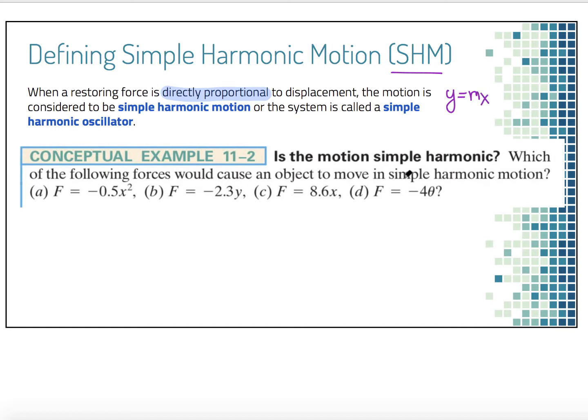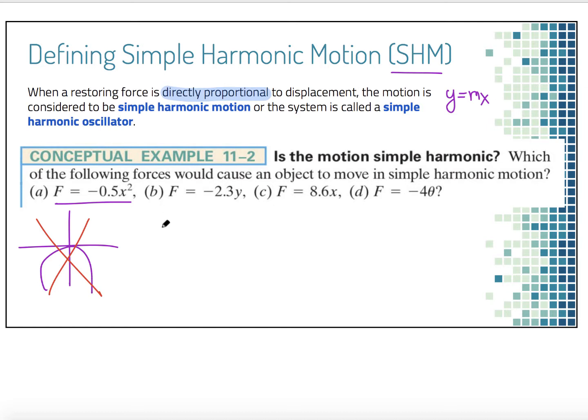In this case, we have a little conceptual example problem to think through this. For A, we have F equal to negative 0.5 times x squared. If we sketch what this would look like, we have a force that is parabolic. In fact, it's negative. So we would have something that looks like this. Our force is not directly proportional. Therefore, this is not going to undergo simple harmonic motion because the force is not directly proportional.